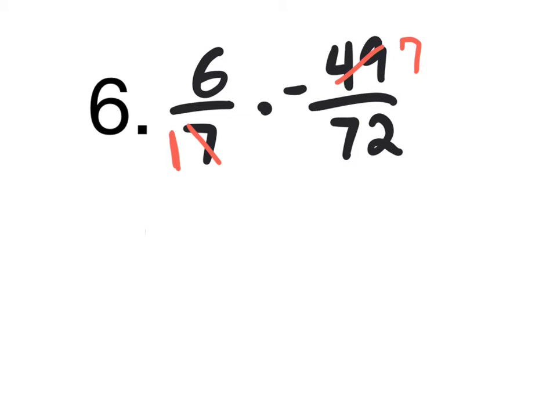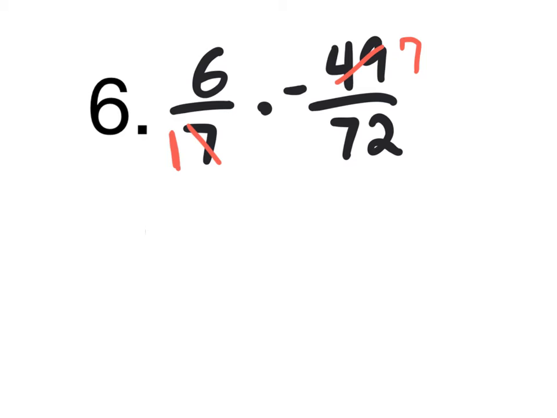Now, could we reduce anything else? Let's call on somebody. Fabian, could we reduce the 6 and the 72 by anything? Yeah, what could we reduce both top and bottom by? Now, let's say that you didn't know, right? This is an even number, this is an even number. You could at least reduce by what? By 2. You could cut them both in half, right?